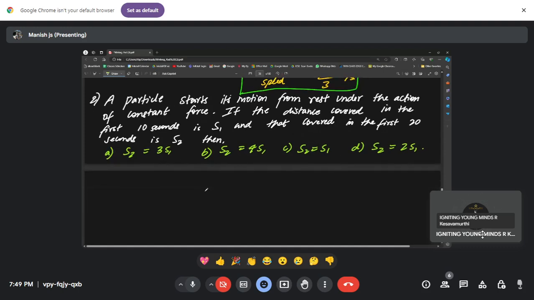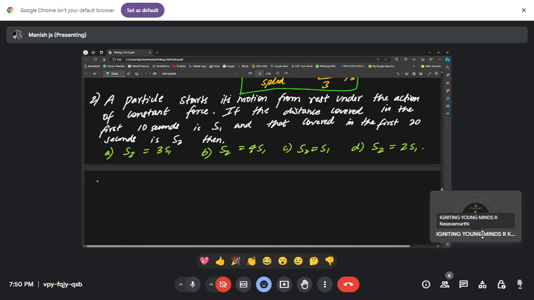Okay, from this question, what do you understand? You can see that the particle is starting its motion from rest, which you understand that initial velocity is 0 under the action of a constant force. Okay, so the distance covered in the first 10 seconds, they have given it as S1, and in the first 20 seconds, they have given it as S2. So given these relations, they are asking you what are the relations between S1 and S2. So you'll have to calculate what's the relation between S1 and S2. Okay, so how do we do that? Make use of the equations of motion. You can see based on the question what is the given data.